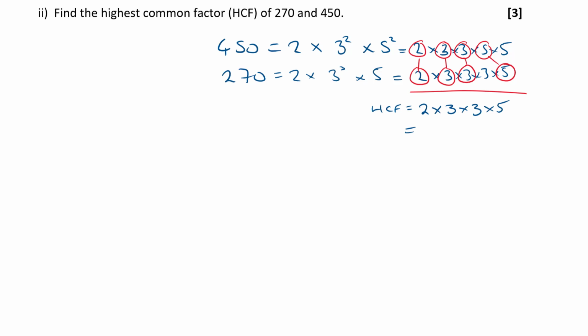So what's 2 times 3 times 3 times 5? 2 times 3 is 6. 3 times 5 is 15. 6 15s are 90. It's going to be 90, isn't it?